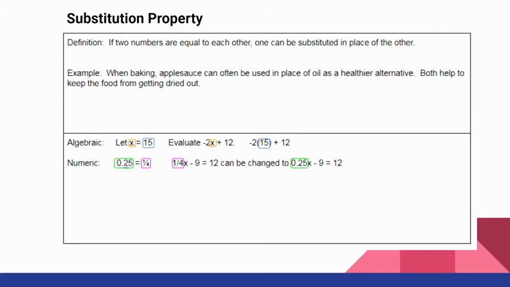Same kind of thing here. 0.25 is the same as 1/4. If we have an equation here with 1/4 in it, we could replace that 1/4 with 0.25 because they're equal.